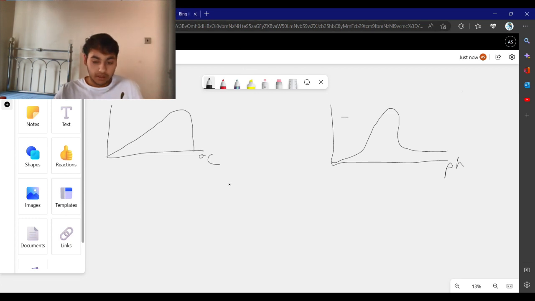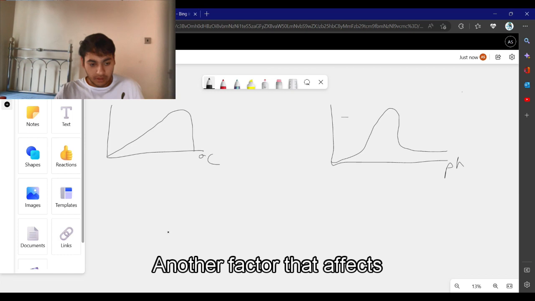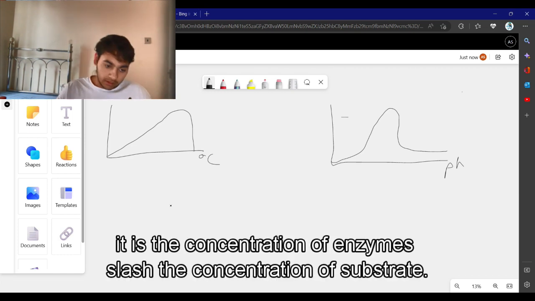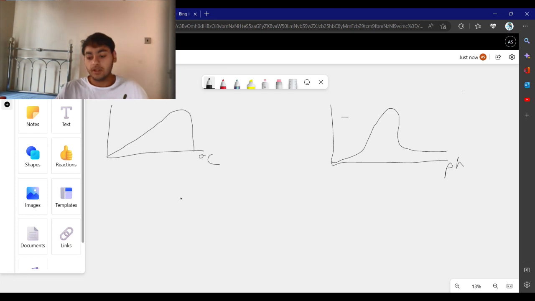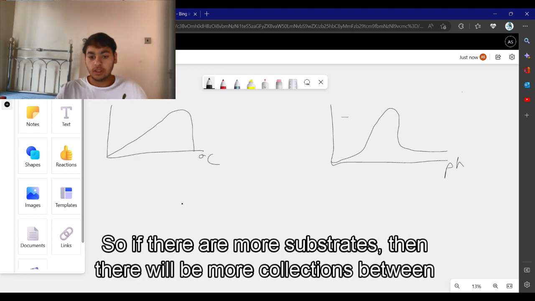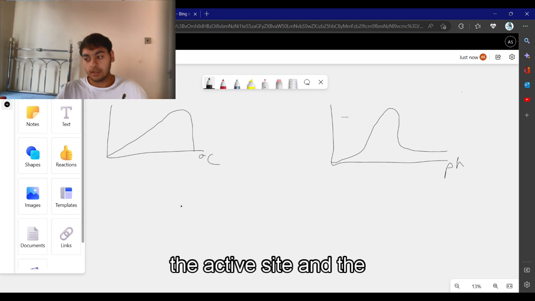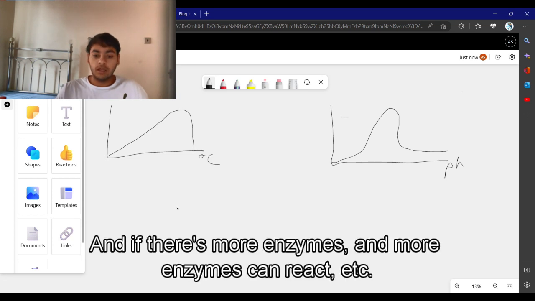Another factor that affects it is the concentration of enzymes and the concentration of substrate. If there are more substrates, then there will be more collisions between the active site and the substrate. And if there are more enzymes, then more enzymes can react, etc.